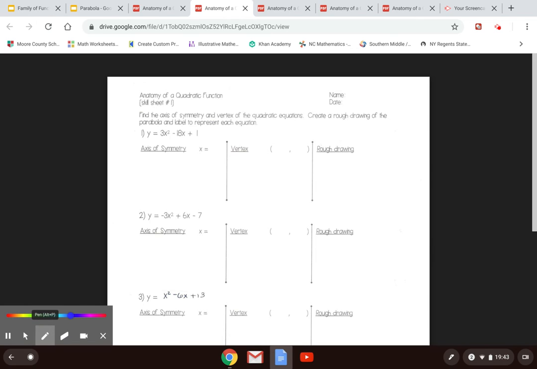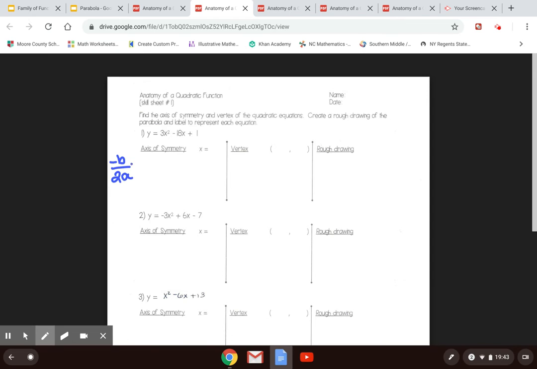And let's go ahead and start right now with learning how to find the axis of symmetry and then the vertex of a parabola. All right, so to find our axis of symmetry, or the line where x equals a certain value, we're going to use the following formula. We're going to use negative b divided by 2a. Okay, negative b divided by 2a.